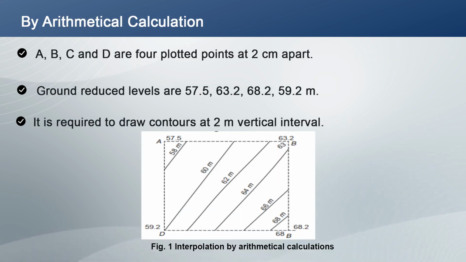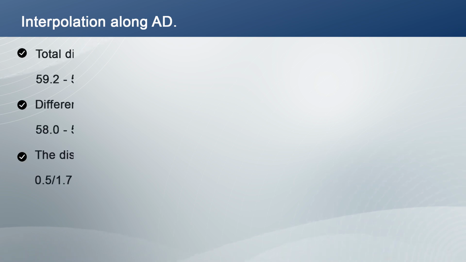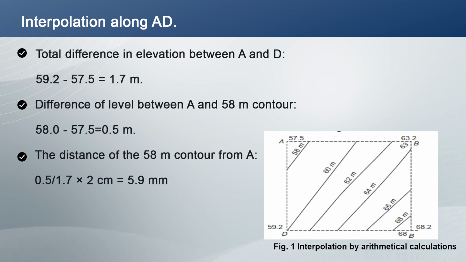You can see in figure 1, suppose A, B, C and D are 4 plotted points at 2 cm apart and their ground reduced levels are 57.5, 63.2, 68.2 and 59.2 meter respectively. It is required to draw contours at 2 meter vertical interval. For example, let us see interpolation along AD. See the figure number 1.